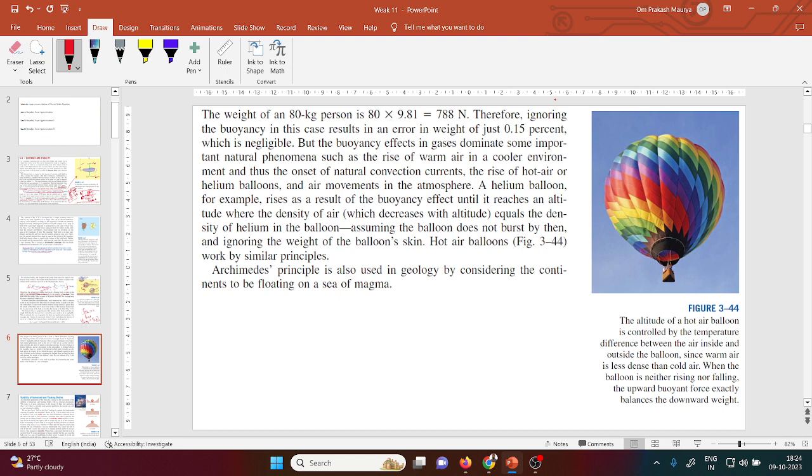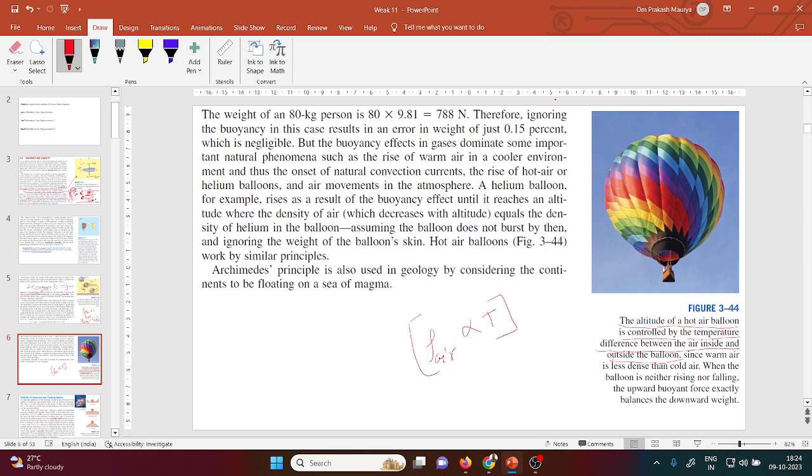then you will feel more example on that. The altitude of a hot air balloon is controlled by the temperature difference between the air inside and the outside of the balloon. Why is temperature related here to the air? Because air density is related to the temperature. If temperature is more, density will be reduced.